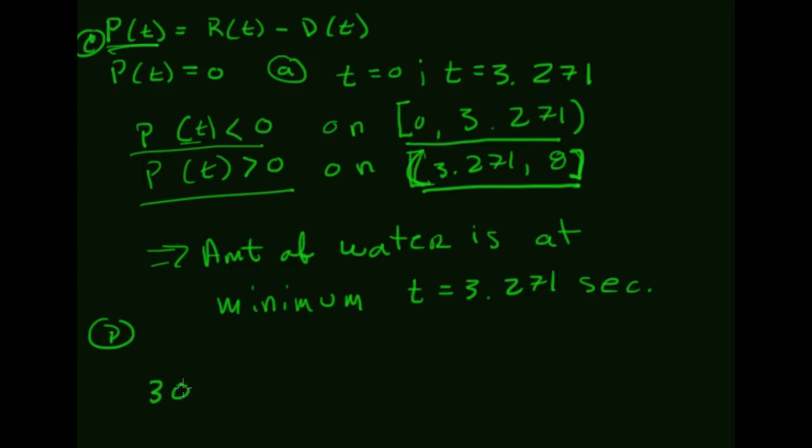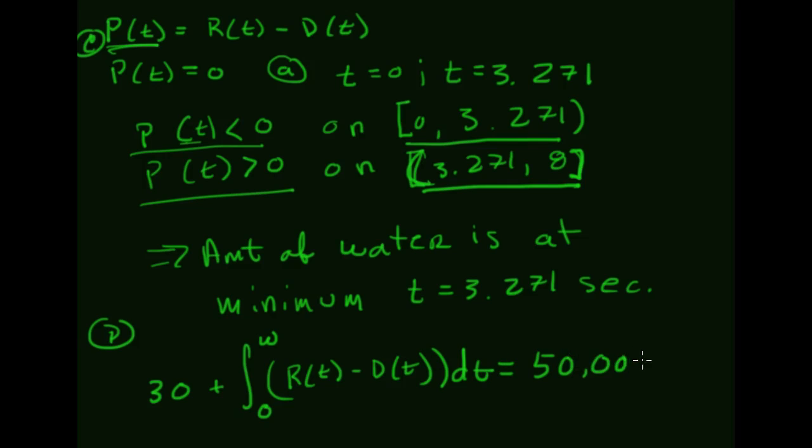You're starting with 30 cubic feet in the pipe. The accumulation of water in the pipe from time 0 to time W is the rate coming in minus the rate coming out, right? dt. And we want to know when does that hit 50 cubic feet. So that really is the equation: 30 plus the integral from 0 to W of the difference of the two rates is equal to 50. All right, so that's problem number 1.